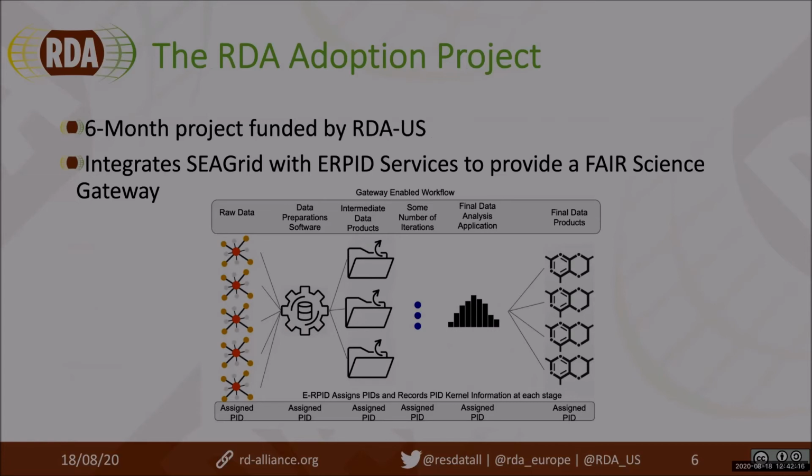If it were to go through some data preparations, that would also be assigned PIDs, so that software scripts that might do some preparation steps on the data. And then it would also put PIDs on intermediate data products. There would be some number of iterations where it goes through some preparation for the final analysis, and that final analysis would also get a PID. So you can see from the line on the bottom that you assign PIDs at every step of the process.